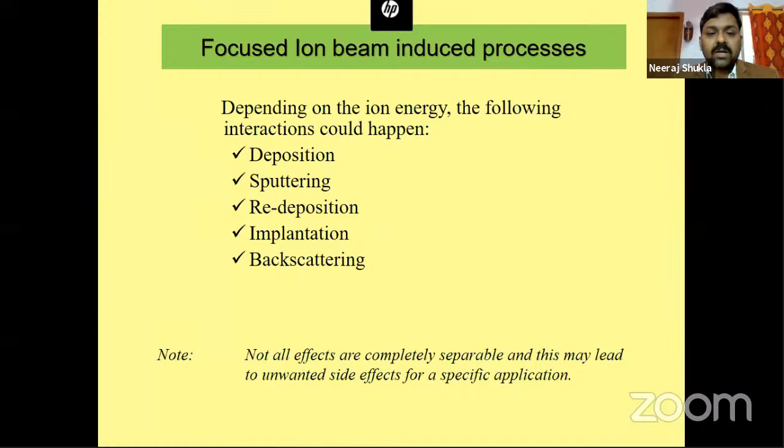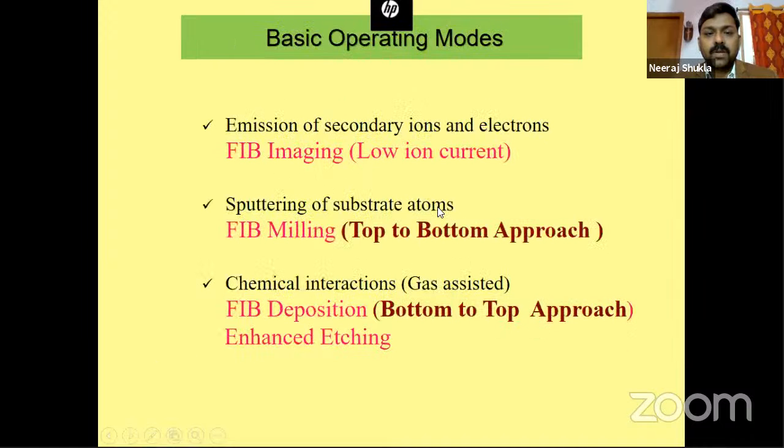Okay, that is known as BSE. Mostly SEM imaging is done by secondary electrons, and you can also do backscattered electrons in SEM. So that is a mode, and ions are also backscattered. Not all effects are completely separable, and this may lead to unwanted side effects for a specific application. Redeposition is one such side effect.